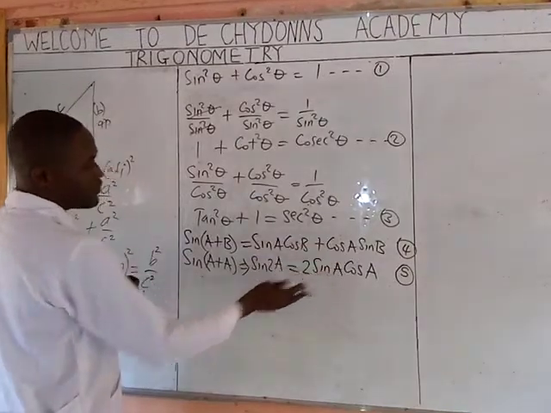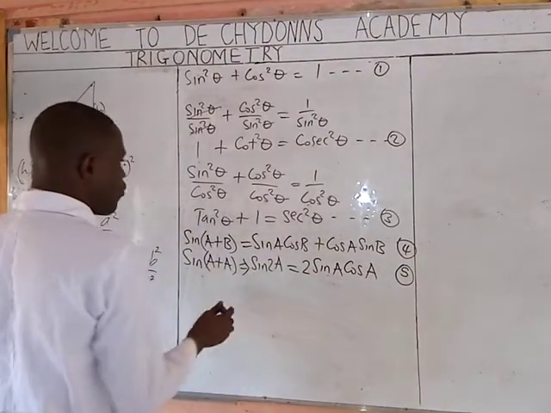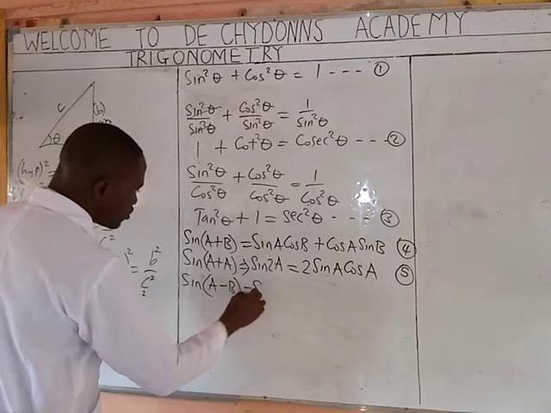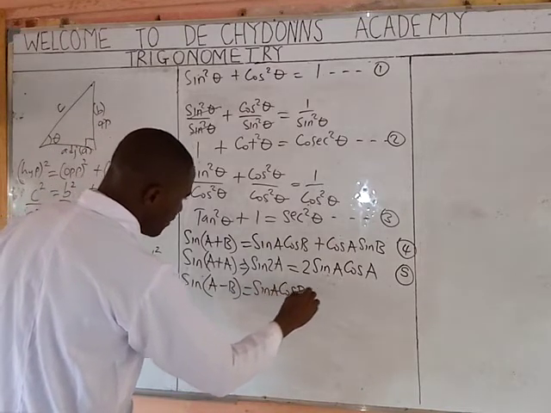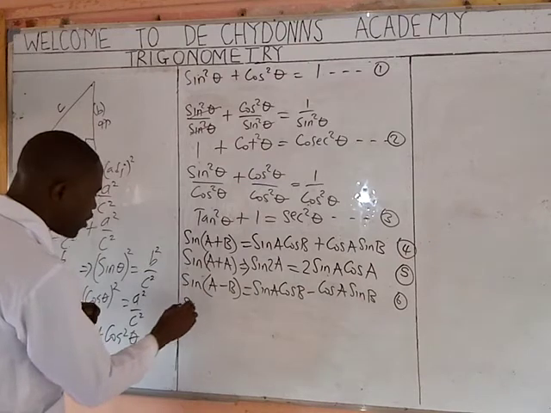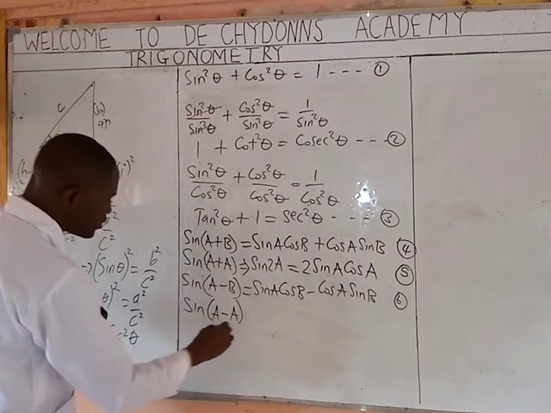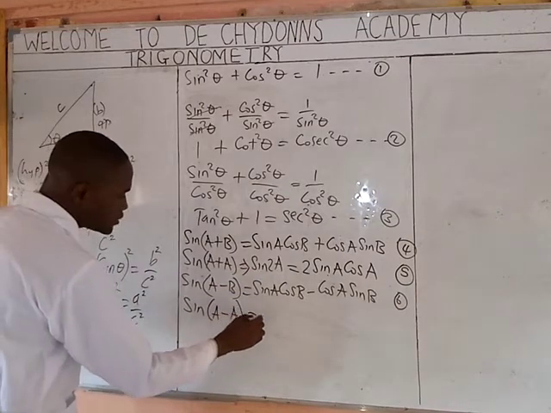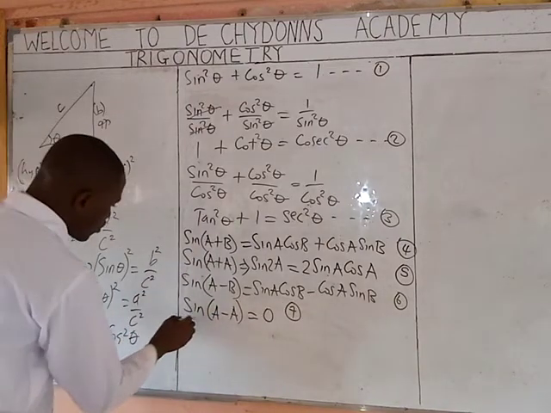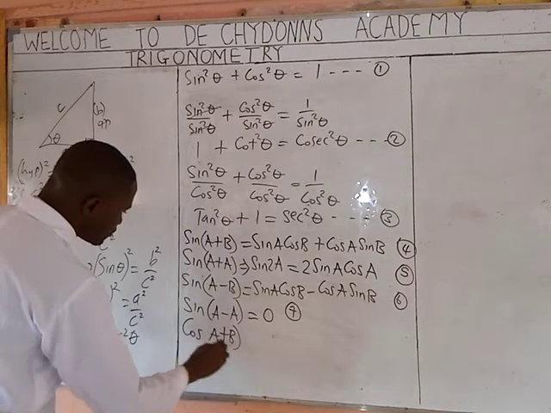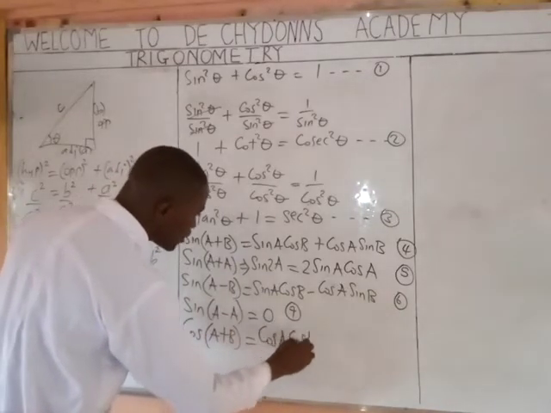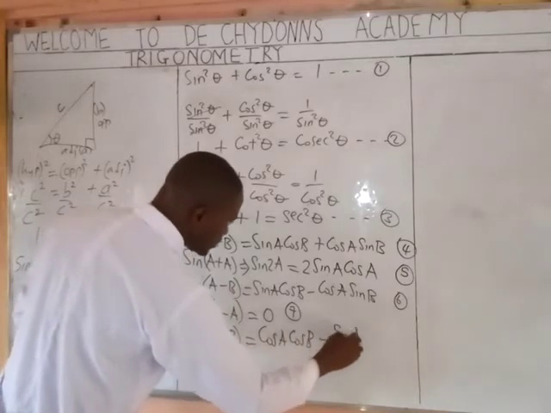Then we go to the next equation: sine A minus B equals sine A cos B minus cos A sine B. This is equation 6. But when you have sine A minus A, that is sine 0, which is 0. Equation 7. We come again: cos A plus B is cos A cos B minus sine A sine B.